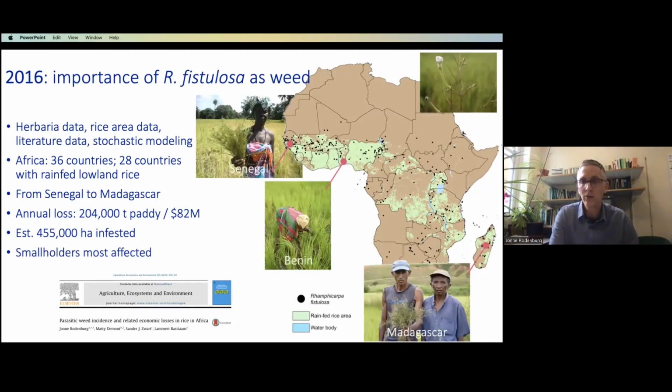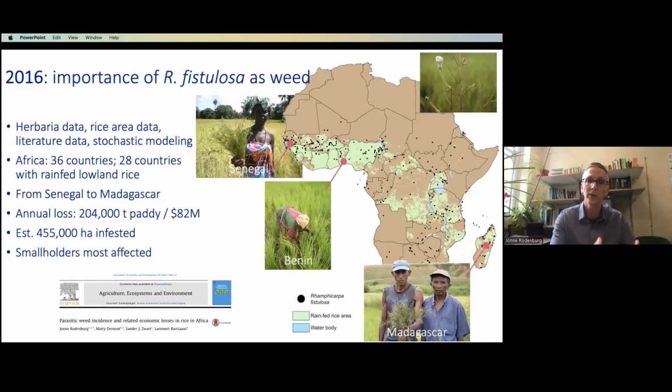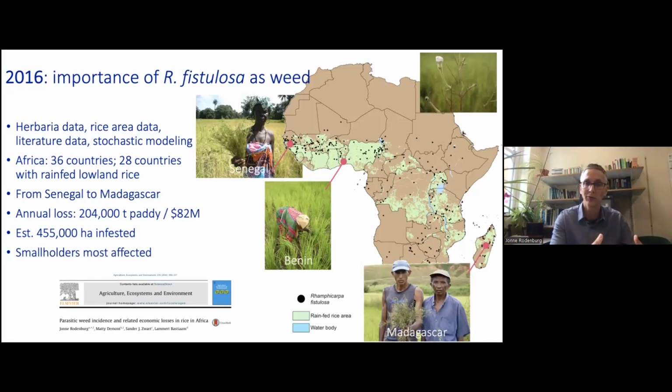And no surprise, because these are rain-fed lowland areas, so rice growing areas where water is not controlled. This is mainly a problem for smallholder farmers.